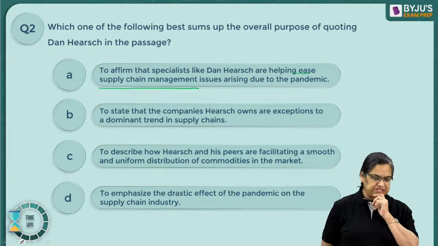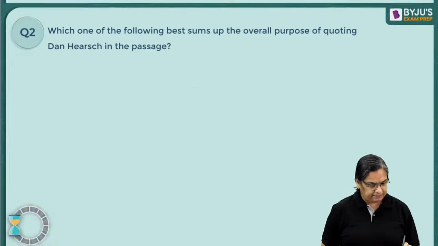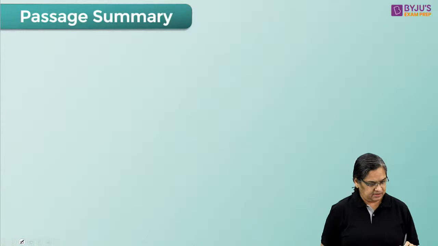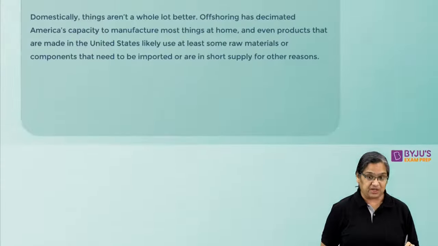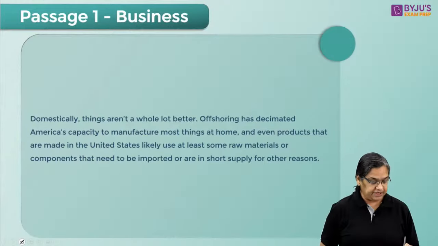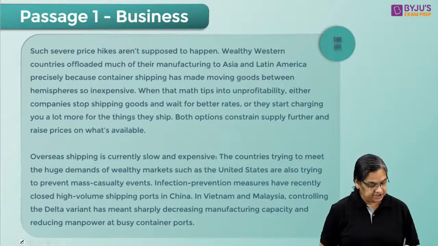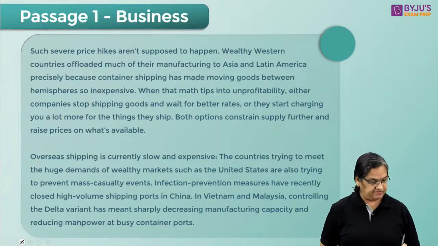I'm seeing quite a few C's. To describe how Hirsch and his... Okay, let's just quickly go back to that part of the passage where Dan Hirsch appears. Not summary, because in summary we didn't mention the points about Dan Hirsch. In summaries, you don't mention examples, you don't mention illustration. Dan Hirsch is not here. Dan Hirsch is somewhere in the next paragraph, right? Or no, it's the first one itself.